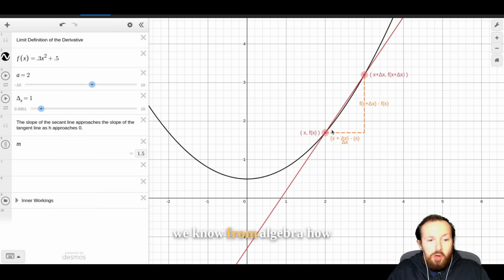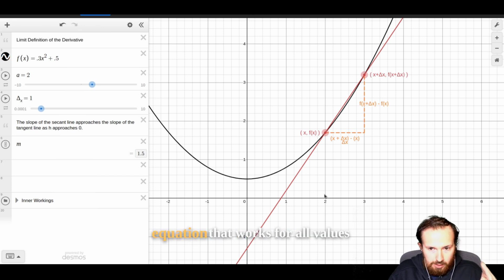Remember, we know from algebra how to take the slope between 2 points. We basically just do the change in y divided by the change in x, or the rise over run. What we need to do now is zoom in on the 2 points we're taking the slope between as they get really, really close. And the best way to do that is with a limit. So what we've set up here, hopefully you can tell, is that we're specifically going to start off at one value of x. And again, we're leaving things general intentionally because we're trying to find an equation that works for all values of x, not just certain values.